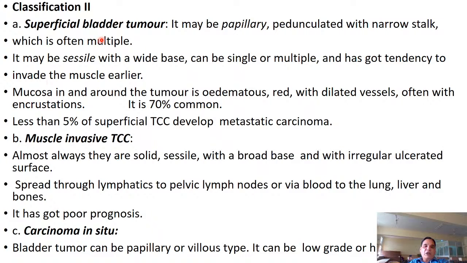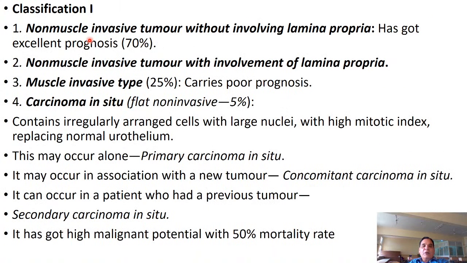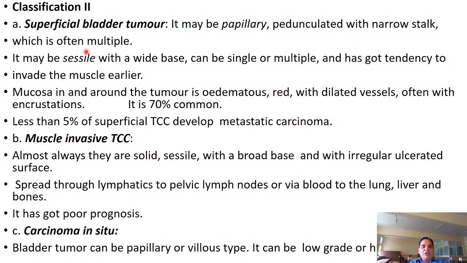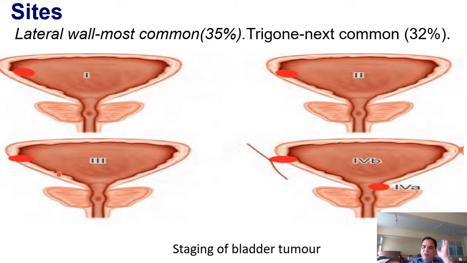Classification 2: superficial bladder tumor like papillary, muscle invasive TCC and carcinoma in situ. So carcinoma in situ here can be papillary or villous type. So remember simply, superficial bladder tumor, muscle invasive tumor or carcinoma in situ. These are classification 2. So number 1 depends on invasion and involvement of lamina propria, plus carcinoma in situ, muscle invasive. Second classification, superficial and muscle. And third, carcinoma in situ. These are the classifications.